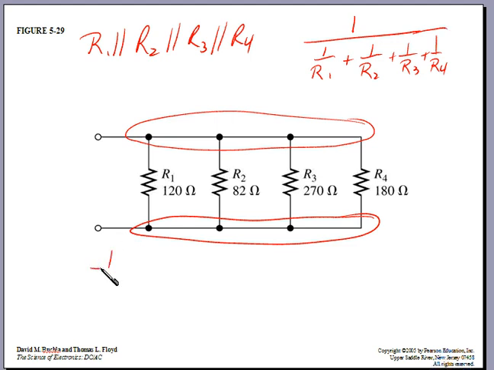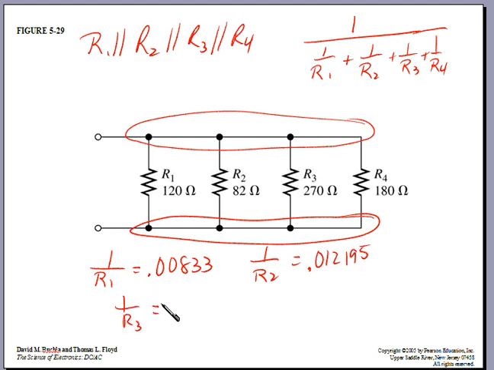So here, 1 over R1 is 1 over 120, which is 0.00833. 1 over R2 is 1 over 82, which is 0.012195. 1 over R3 is 1 over 270, which is 0.0037. And 1 over R4 is 1 over 180, which is 0.00555.